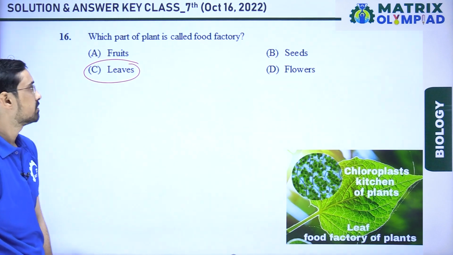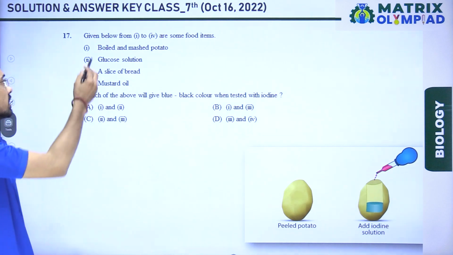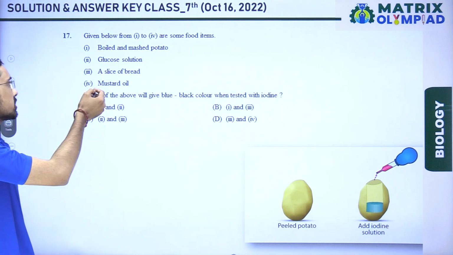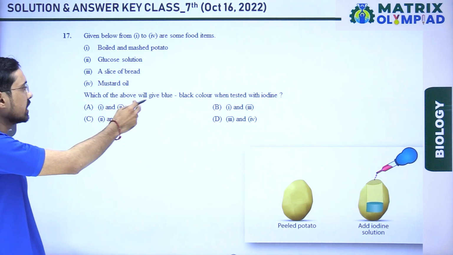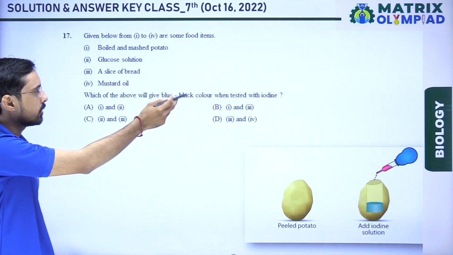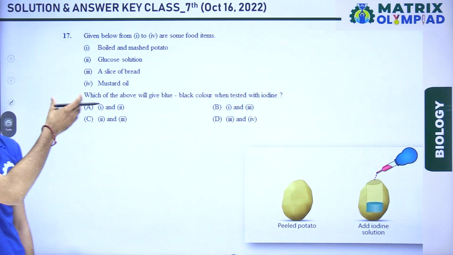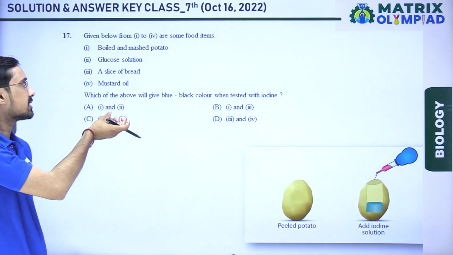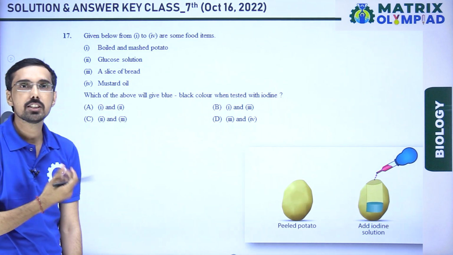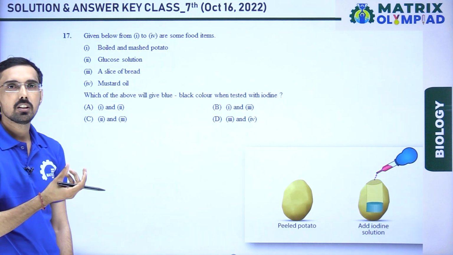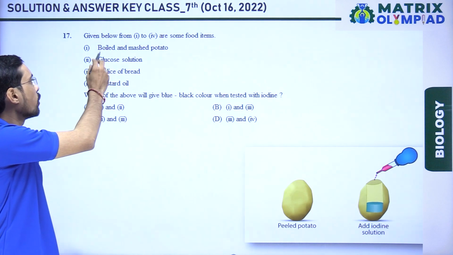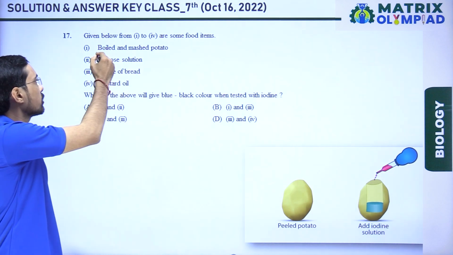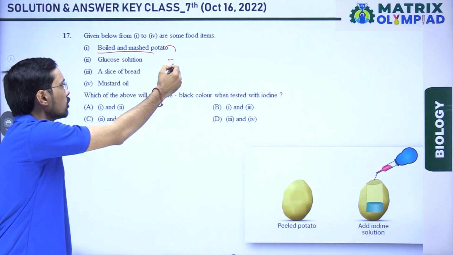of plant. Next question is, given below from first to fourth statement are food items. Which of the following will give blue-black color when tested with iodine? It is all about the iodine test. The iodine test is mostly for starch, and potato is a source of starch. First option is boiled and mashed potato. Potato is, as we all know, a source of starch.